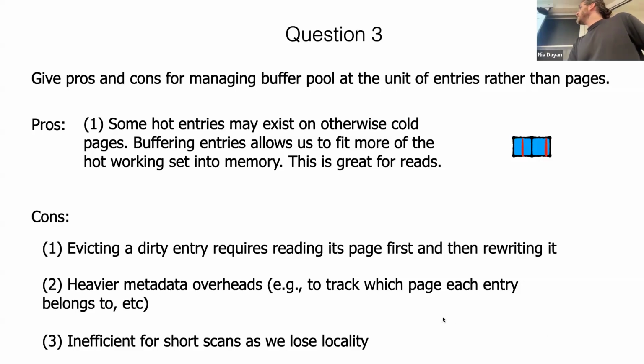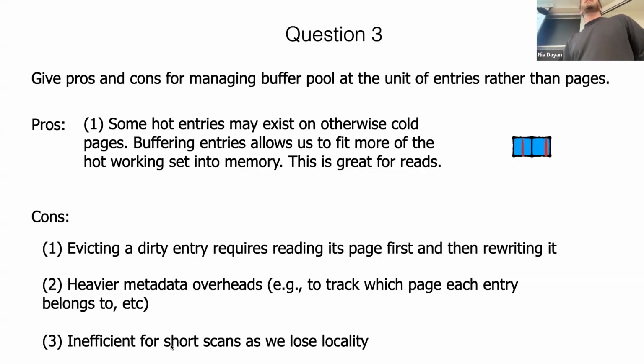The second problem is there's going to be heavier metadata, because here we're applying the metadata at the granularity of entries versus at the granularity of pages. It's the same amount of metadata per cacheable entry, but the entries are much smaller, so the relative overhead of metadata is much higher. That's what the second point says.